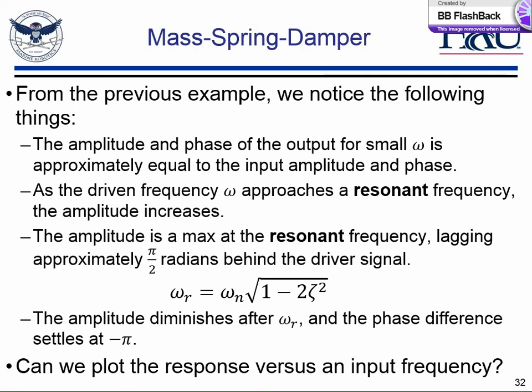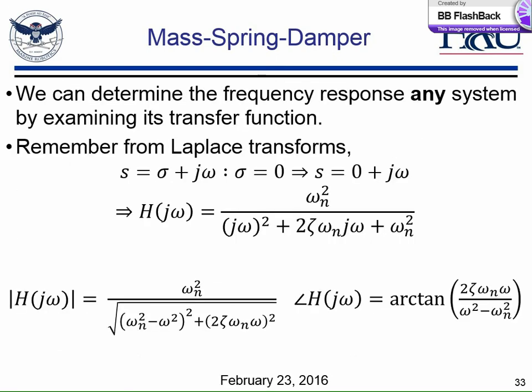So what happens if we plot the response of our system versus an input frequency? Right? We can actually determine the frequency response of a system just by examining the transfer function. So from the Laplace transform, s is equal to sigma plus j omega. We actually set sigma equal to 0, and we only have j omega. So H of j omega, we solved that out.